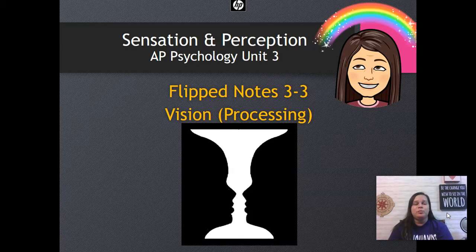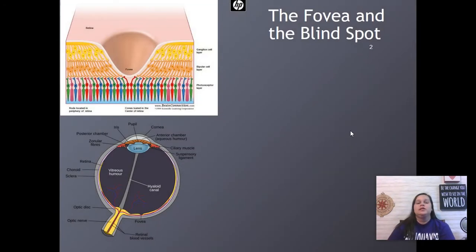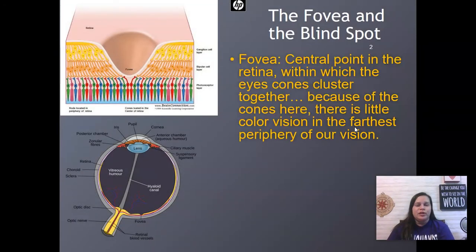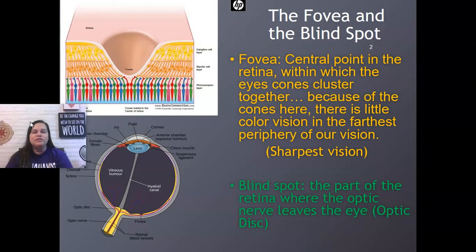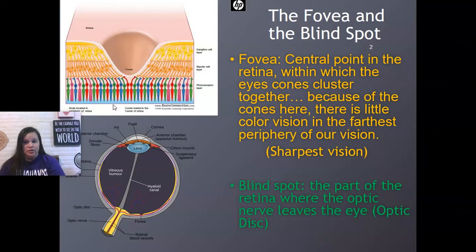Hello, these are flipped notes 3-3, and we're continuing the lesson on vision, and this time focusing a little bit more on some of the processing aspects of vision. I've got a rainbow here with my Bitmoji this time because we're going to talk about how our eyes and our brain are able to see colors. Let's go. So we mentioned the fovea and the blind spot in the last video, and these are actually specific areas within the retina. Remember, the retina is the back lining of the eye, and it's filled with light receptors, the rods and the cones.